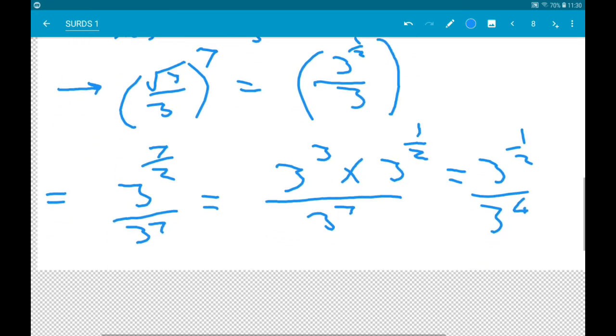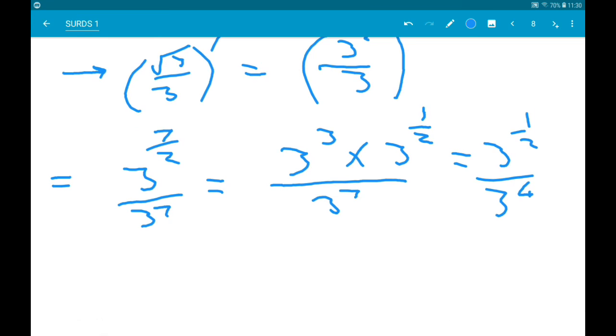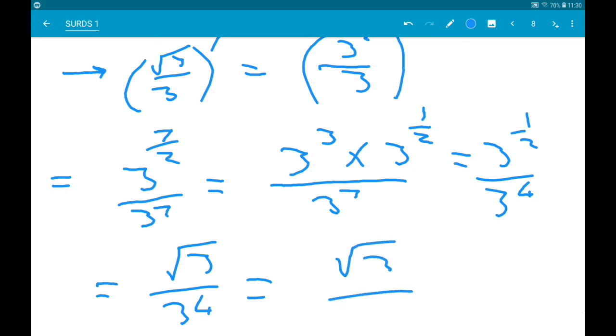Now this, finally, is root 3 over 3 to the power 4. 3 to the power 4 is 3 times 3 times 3 times 3, which is 81. So we have root 3 over 81.